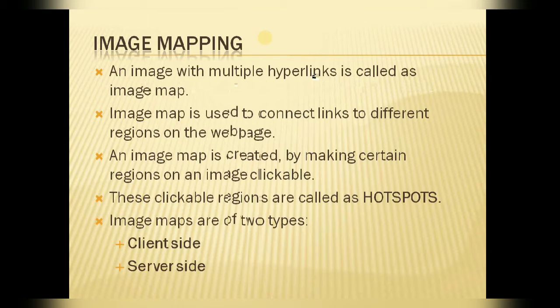For polygon, we use the value as poly. The next attribute is Href. Href is defining the URL which your region is going to navigate. That means on clicking that with shape, which web page should open is defined in Href attribute. Next, coords. Coords defines the coordinates that we are going to use. We will see how to note down the coordinates.